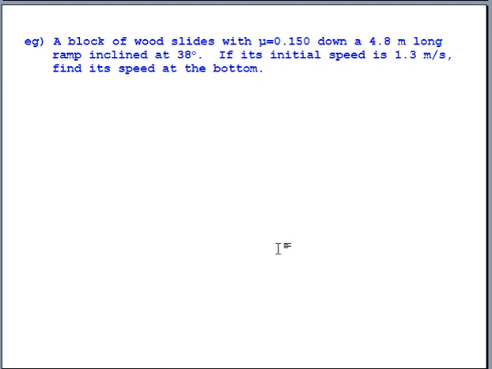Going to do just a couple of examples here. We're going to compare and contrast them. Here's the first. Copy that out there. It says a block of wood slides down with some stickiness there, 0.15. That would be a kinetic coefficient of friction. Down a 4.8 meter long ramp that's inclined at 38 degrees. The block of wood has an initial speed of 1.3 meters per second. We're going to find the speed at the bottom, 4.8 meters later.